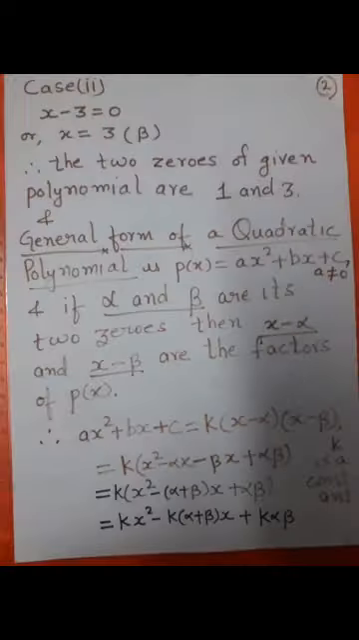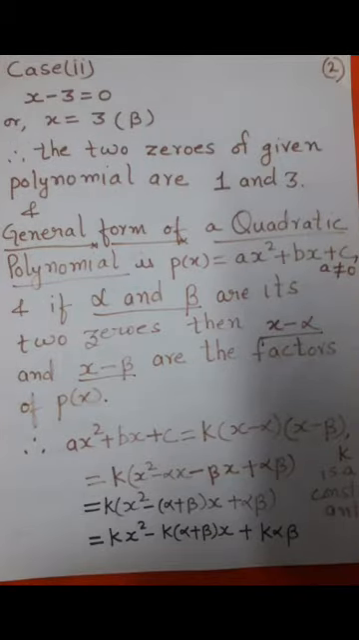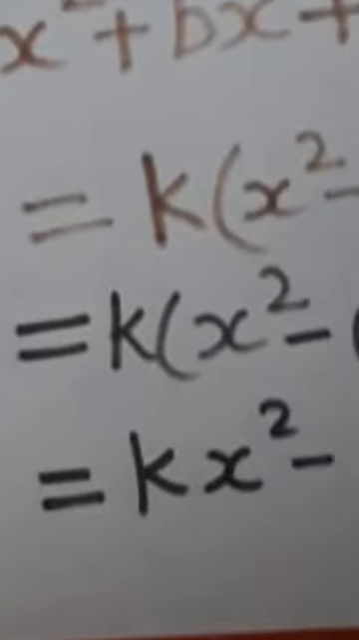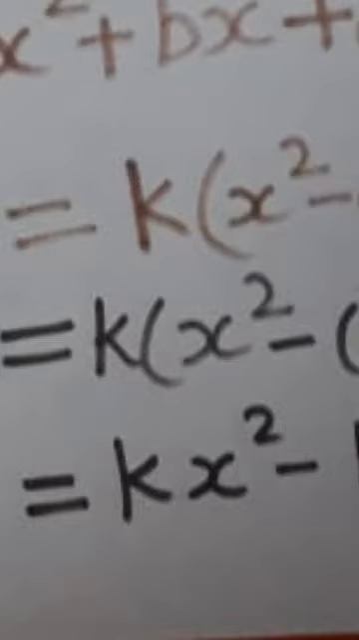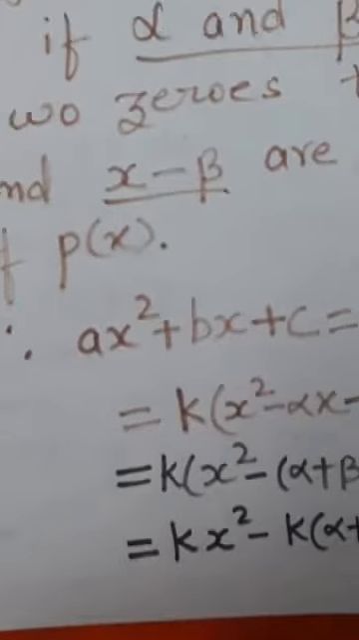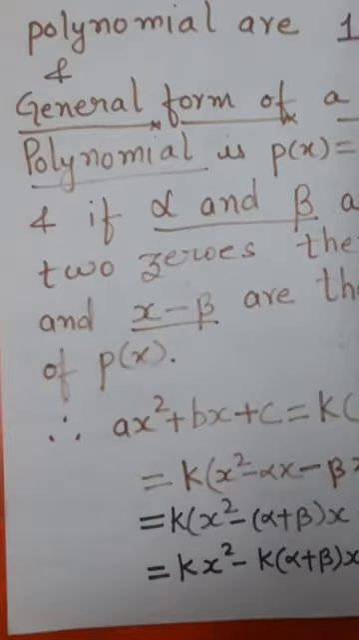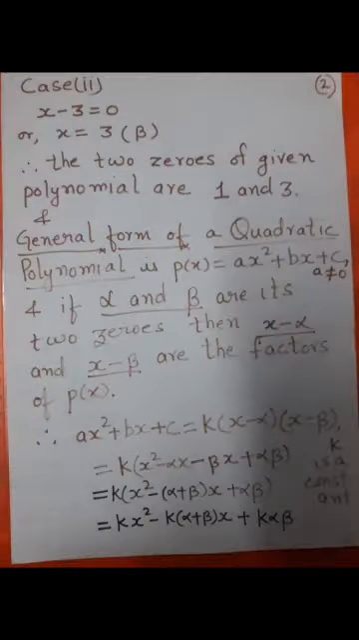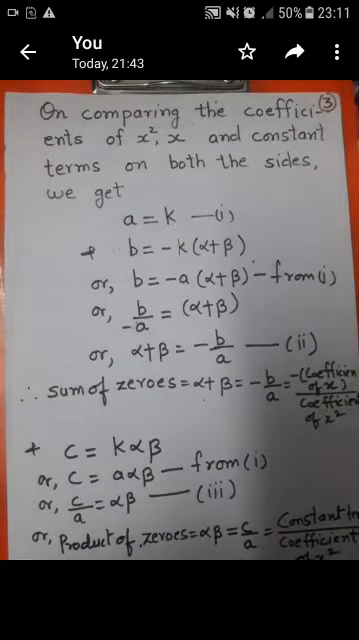Now see here, what we have to do is, we will equate the coefficients. Here with the x square, we are having a. And when we are comparing these two, the coefficient of x square is a on one side and k on the other. So we are comparing these two and we can say that a is equal to k. See here, on comparing these two, we are getting a is equal to k.